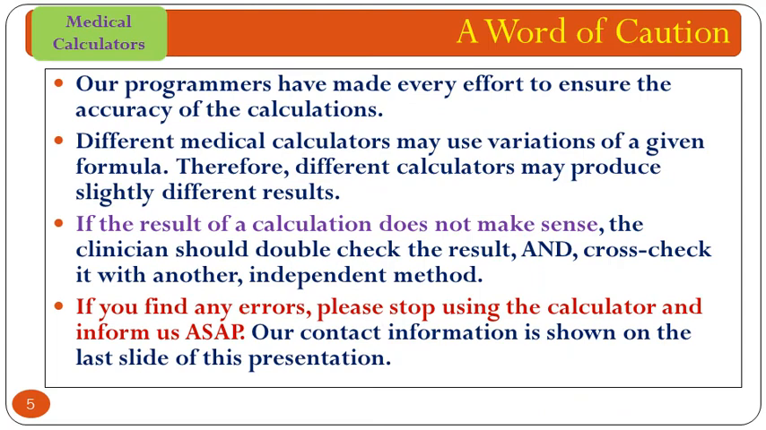Here is a word of caution. Our programmers have made every effort to ensure the accuracy of the calculations. Different medical calculators may use variations of a given formula. Therefore, different calculators may produce slightly different results. If the result of a calculation does not make sense, the clinician should double-check the result, and cross-check it with another, independent method. If you find any errors, please stop using the calculator, and inform us as soon as possible. Our contact information is shown on the last slide of this presentation.